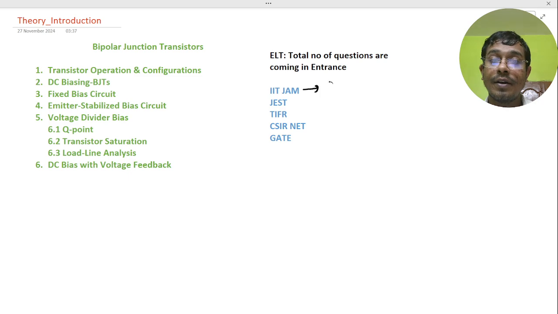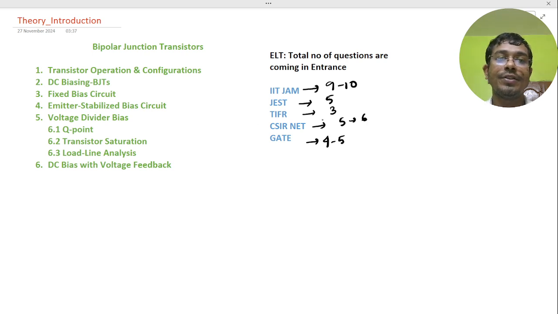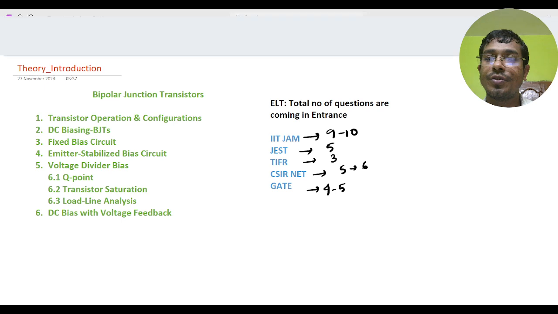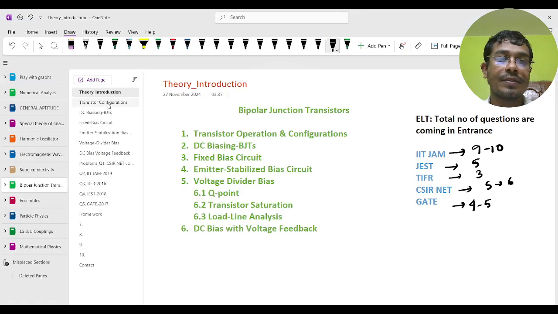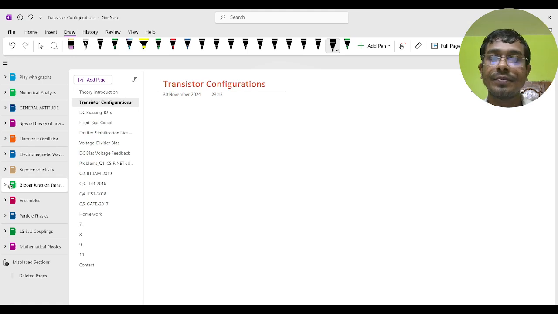The total number of questions coming in electronics is 9 to 10 in IIT JAM, 5 questions for JEST, 3 questions for TIFR, 5 to 6 questions for CSIR NET, and 4 to 5 questions for GATE. From BJT or transistors, at most 2 or 3 questions come per year. So let us go ahead to our next discussion, the transistor configurations.